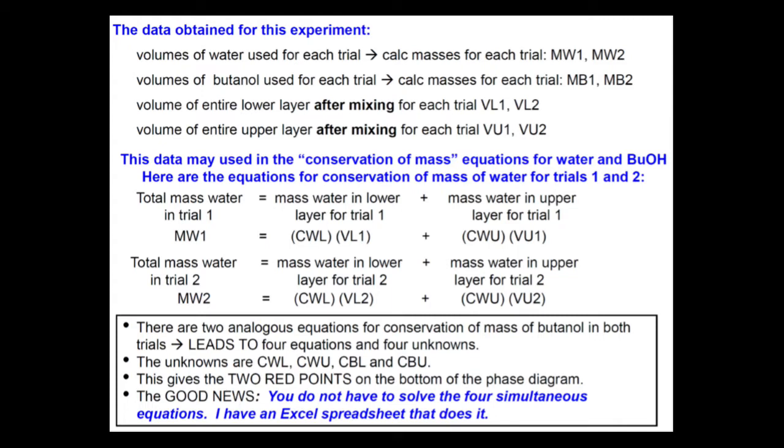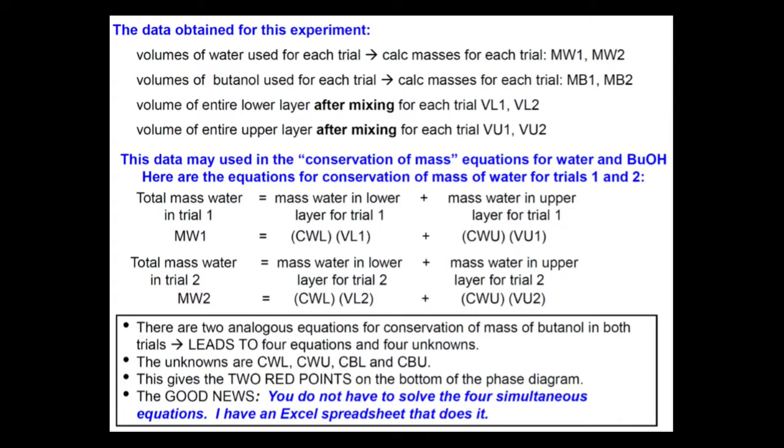So what's then done is these are all put together in what we call these conservation of mass equations, which basically says that the total mass of water in trial 1 has to equal the sum of the mass of water in the lower layer for trial 1 and the mass of water in the upper layer. And remember, I said those concentrations were in grams per volume, gram per liter. So that's CWL. When you multiply that by the volume of the lower layer in trial 1, you'll get the mass of water in the lower layer.